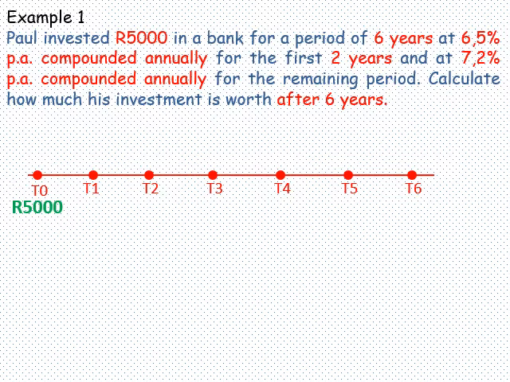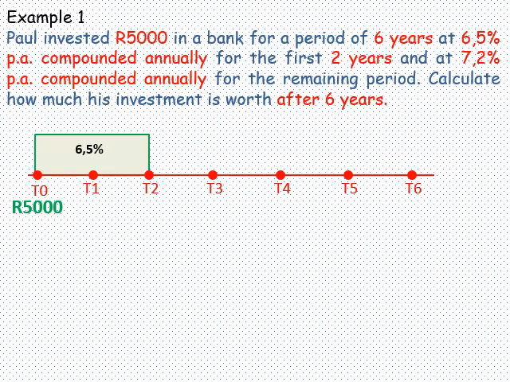We can now allocate a few colors to the amounts that we are given. 5,000 Rand can be green, and it shows you that 5,000 Rand is affected by a 6.5% interest rate for how many years? For the first 2 years. It's very important to precisely mark where the interest rate changes on your timeline. So I've done this by applying that green rectangle over the T1 and T2. The first 2 years, the interest rate was 6.5%.